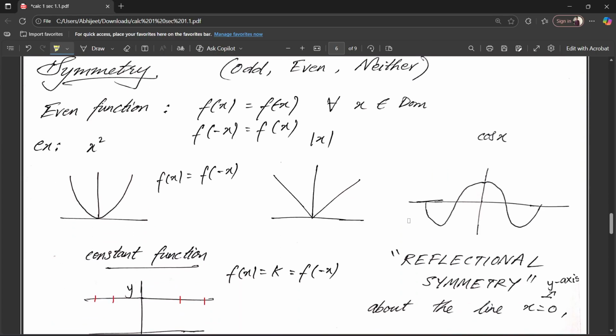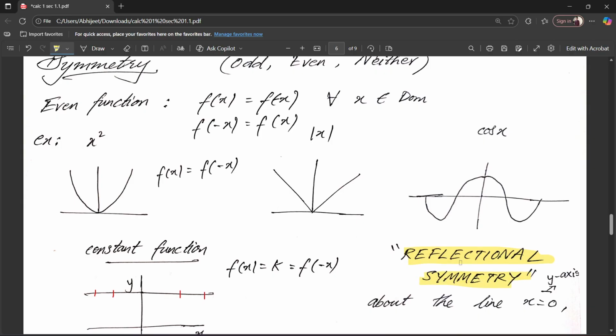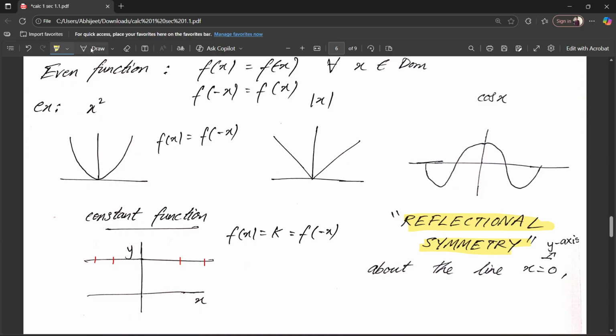The punchline here is that even functions have what is called a reflectional symmetry. I repeat, they have a reflectional symmetry. About what exactly? About the y-axis, about the line x equals 0, which is nothing but the y-axis. So if you consider an imaginary mirror to be in the place of the y-axis, if a function stands in front of it, it sees itself on the other side. That's the reflection, and that is an even function.